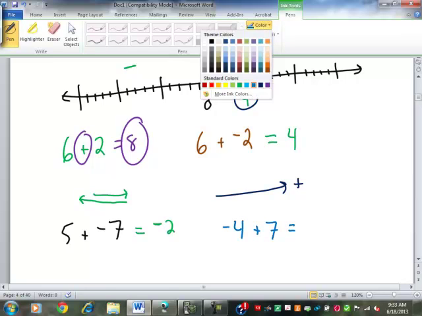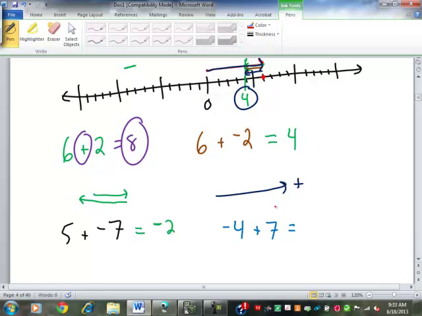Again, I'm thinking of my vectors. I have a negative 4 to start with, so I'm starting out in the negative direction. Well, positive 7 takes us in the other direction, and it's longer, so it takes us past 0 back to the positive side of things. So that's going to be a positive 3. The 7 takes us past 0 by 3 units.